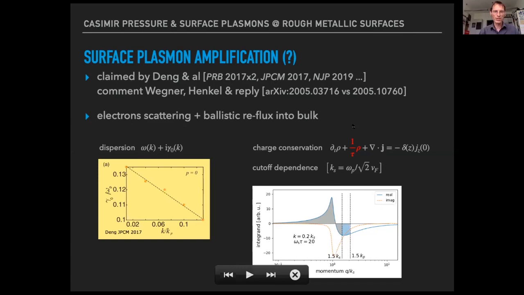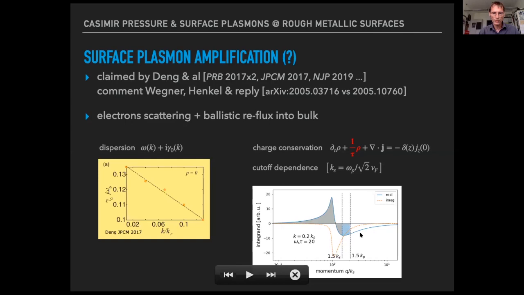As a last example, this is a plot of one of the terms that is relevant for this amplification. As happens in these theory calculations, you have to work out an integral over k vectors. And here's the integrand plotted. It's a complex quantity. The real part has some shading here. And Deng has to introduce some cutoff momentum here. So these values Ks and Kp are different choices for this cutoff.